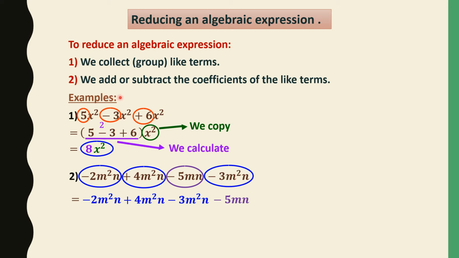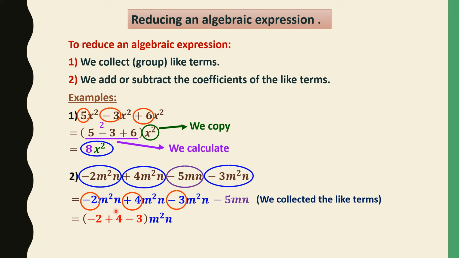Next step, as we did here, we group the coefficients of the like terms before we add or subtract them. So here we collected the like terms. Now let's continue. -2, +4, and -3 are the coefficients of these three like terms. We copy them next to each other: -2 plus 4, -3, and then we write m squared n. The same variable with the same degree. Of course, we don't multiply or add them. No, we copy one of them as it is. Then we copy -5mn as it is. It doesn't have a like term.